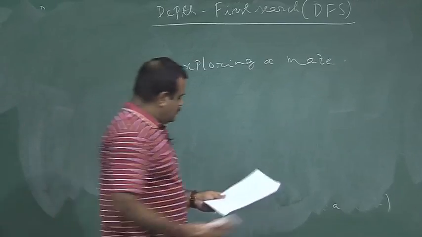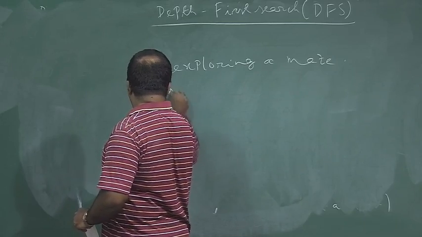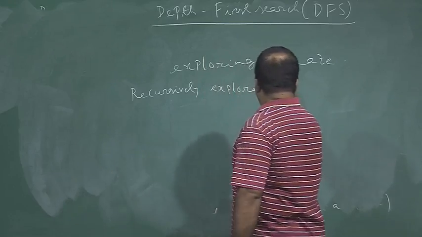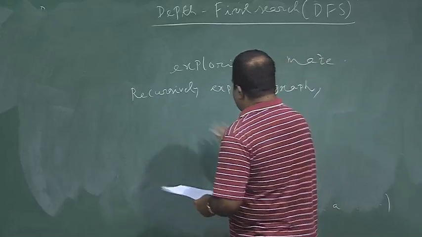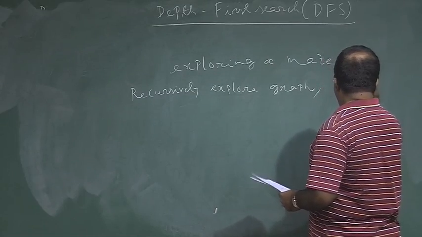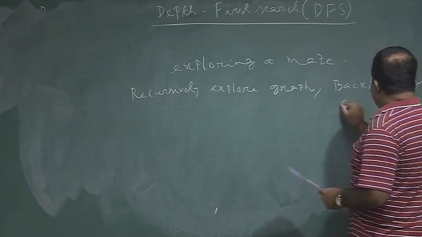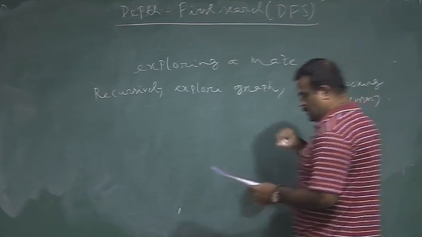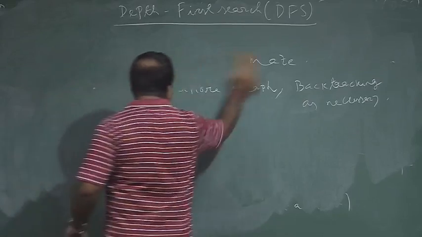So, we recursively explore the graph, and we have to do backtracking as necessary. So, this is a recursive call. Let us write the pseudo code for this.